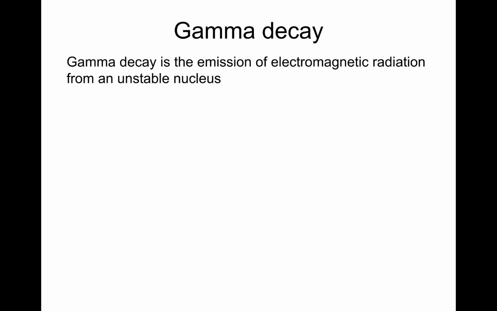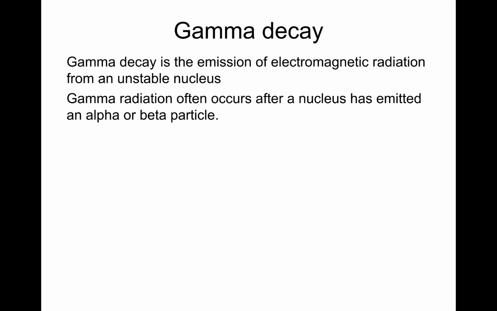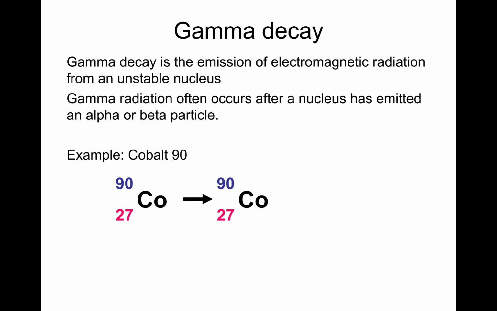Next up, gamma decay. So gamma decay is the emission of electromagnetic radiation from an unstable nucleus. Gamma radiation often occurs after a nucleus has emitted an alpha or beta particle. So an example, cobalt-90. It's got a mass number of 90 and an atomic number or proton number of 27. So it decays into cobalt, doesn't change, plus a gamma.